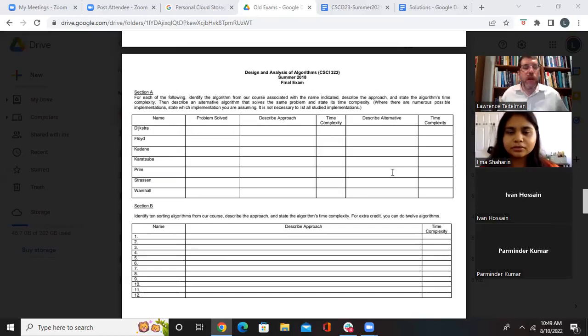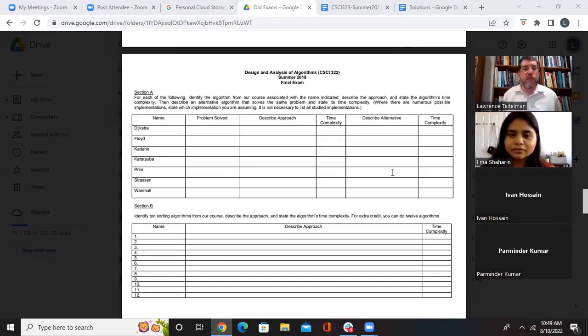Next up, problem solved, Floyd. What problem does it solve? All pairs shortest path, good. The approach is a dynamic programming approach. Time complexity is V cubed. And what's another way to solve all pairs shortest path? We just discussed it a few minutes ago, right? Use Dijkstra or Bellman-Ford, run it for each vertex, and that'll be V times whatever we discussed a minute ago.